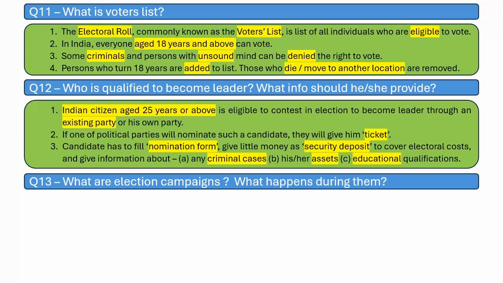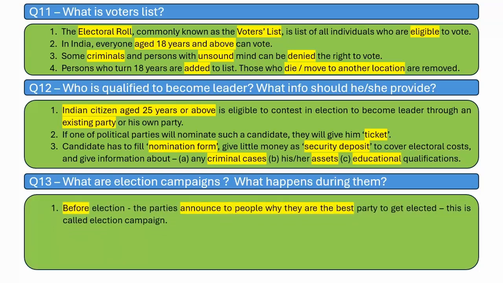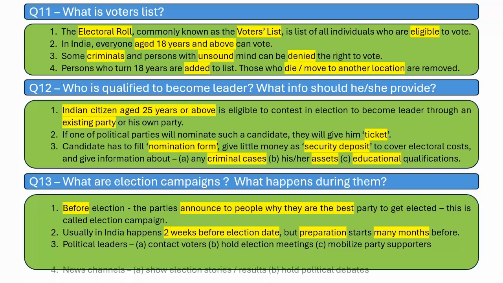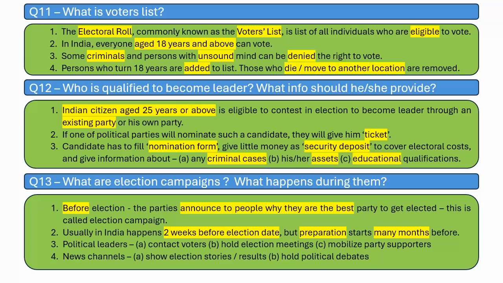What are election campaigns? What happens during them? Before elections, parties announce to people why they are the best party to get elected and why people should vote for them. This is called an election campaign. Usually in India it happens 2 weeks before the election date, but the preparation for the same starts many months before. Political leaders, in this case, contact voters, hold election meetings and mobilize party supporters during election campaigns. The news channels show election stories and results and hold political debates during election campaigns.